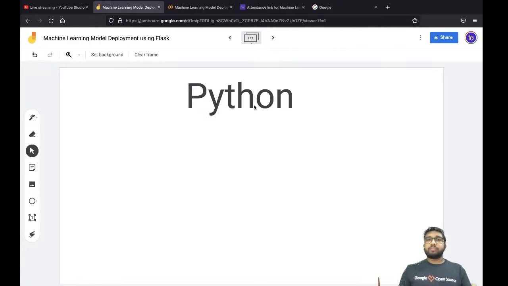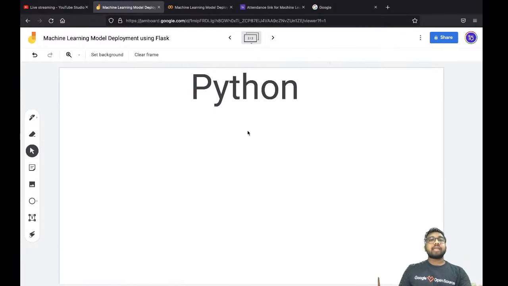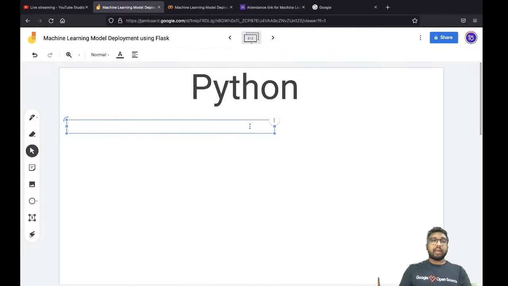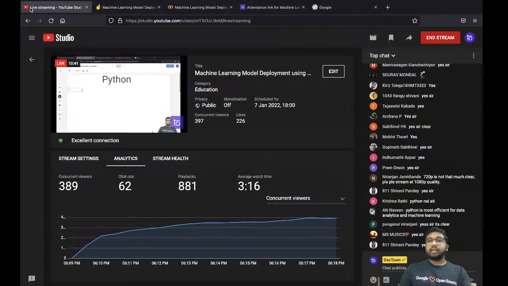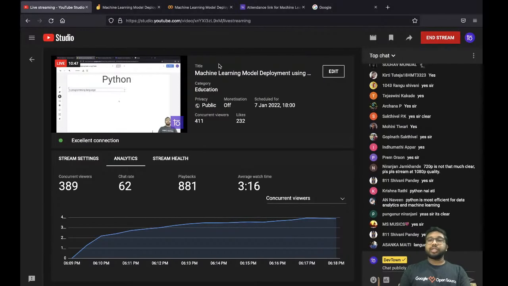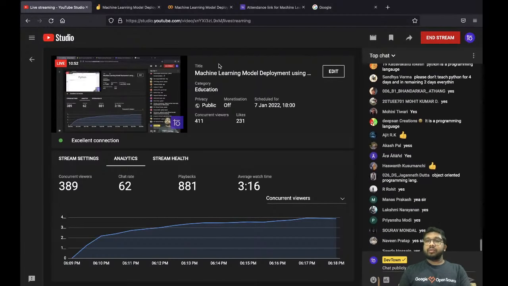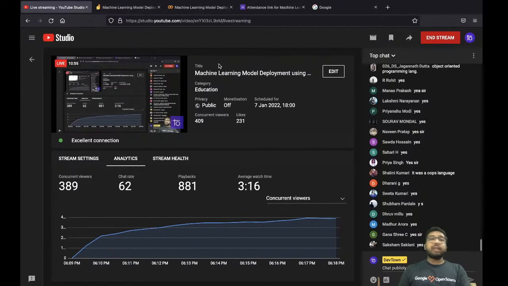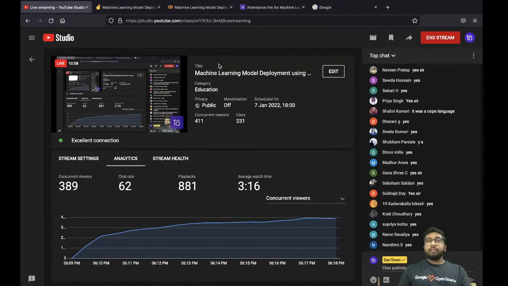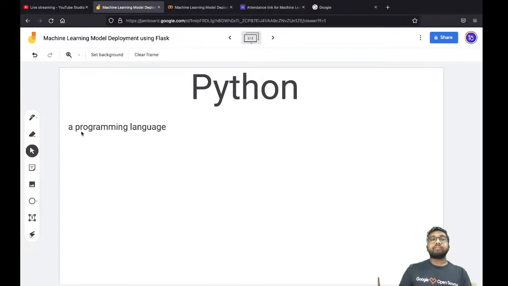So let's start from scratch. What exactly is this Python? What do you know about Python? Python is obviously not a snake. Definitely we know that right now. Python is a programming language. Can I say Python is a programming language? Yes or no? Please give me a confirmation. It's a programming language. Perfect. It's an OOP language. That's great. But concisely, Python is a programming language.